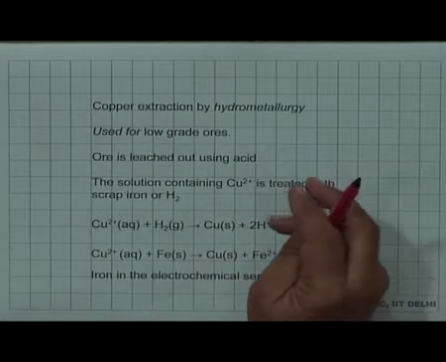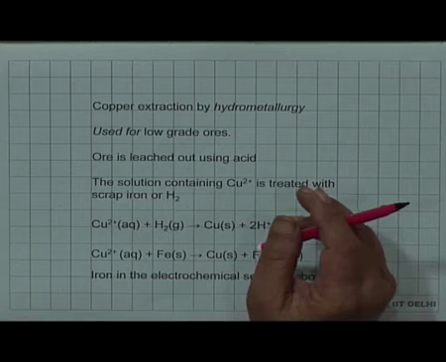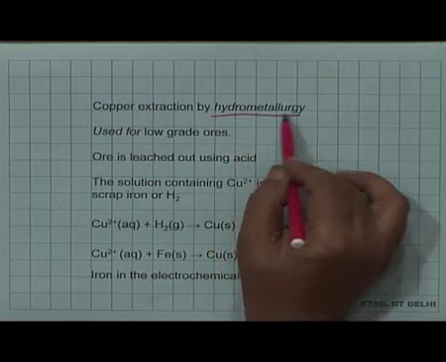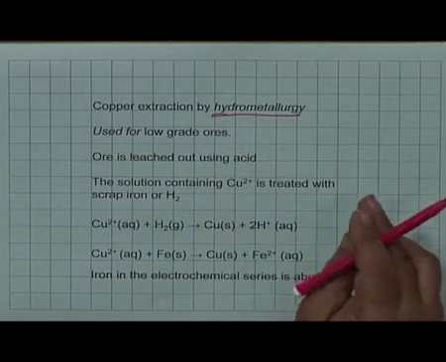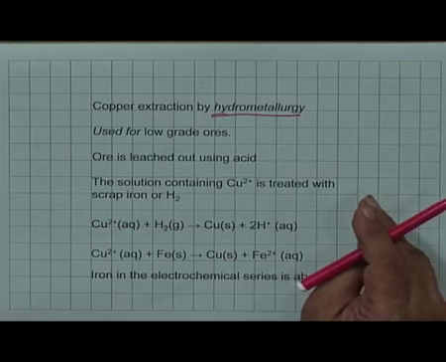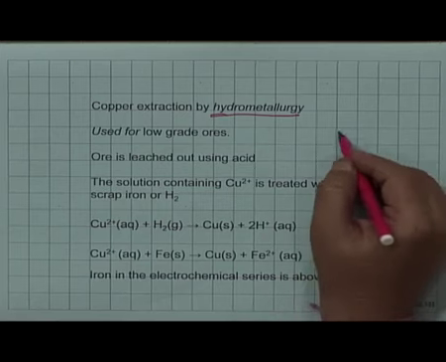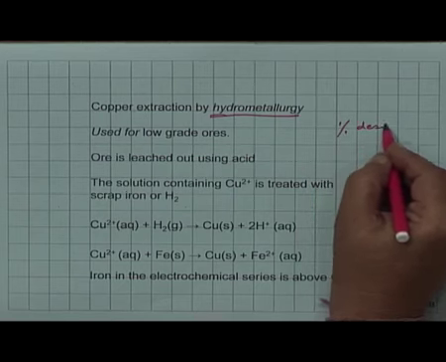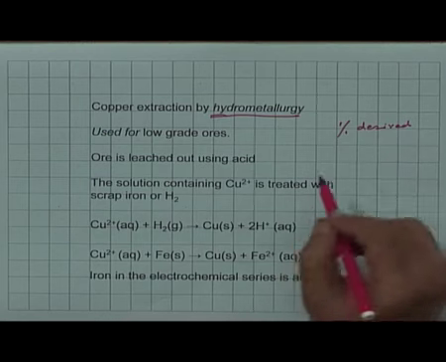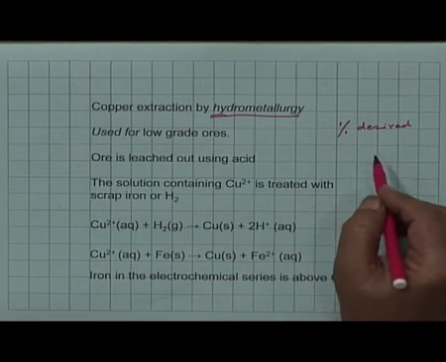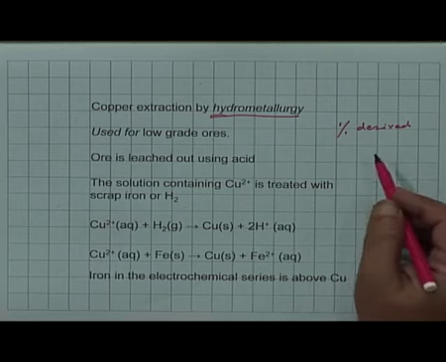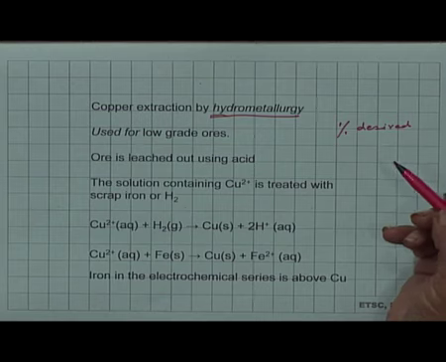Now, there is another way of extracting metal from the ore, called hydrometallurgy. It is used for low grade ores. What are low grade ores? Low grade ores have a lower percentage of the desired metal. If there is a copper ore, then the desired metal is copper.